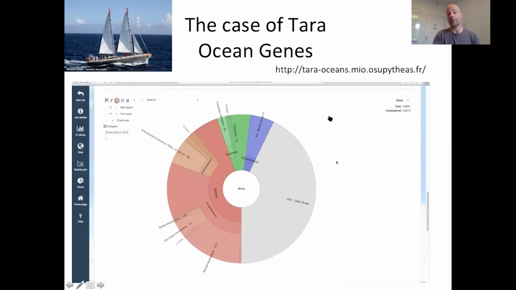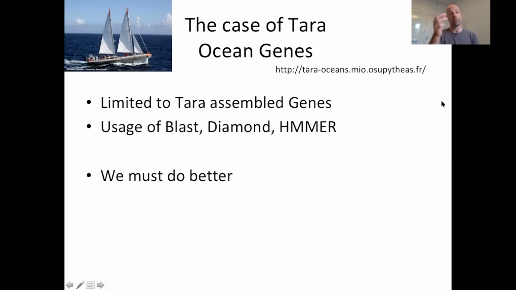And so this is great, but for instance, in the case of this specific server, this is limited to a small amount of the data. So here this is only assembled genes from the whole meta-transcriptomic data. This uses some classical tools like Blast, Diamond or Kmer. And so this is interesting, but we must do better. We must scale to larger scale.